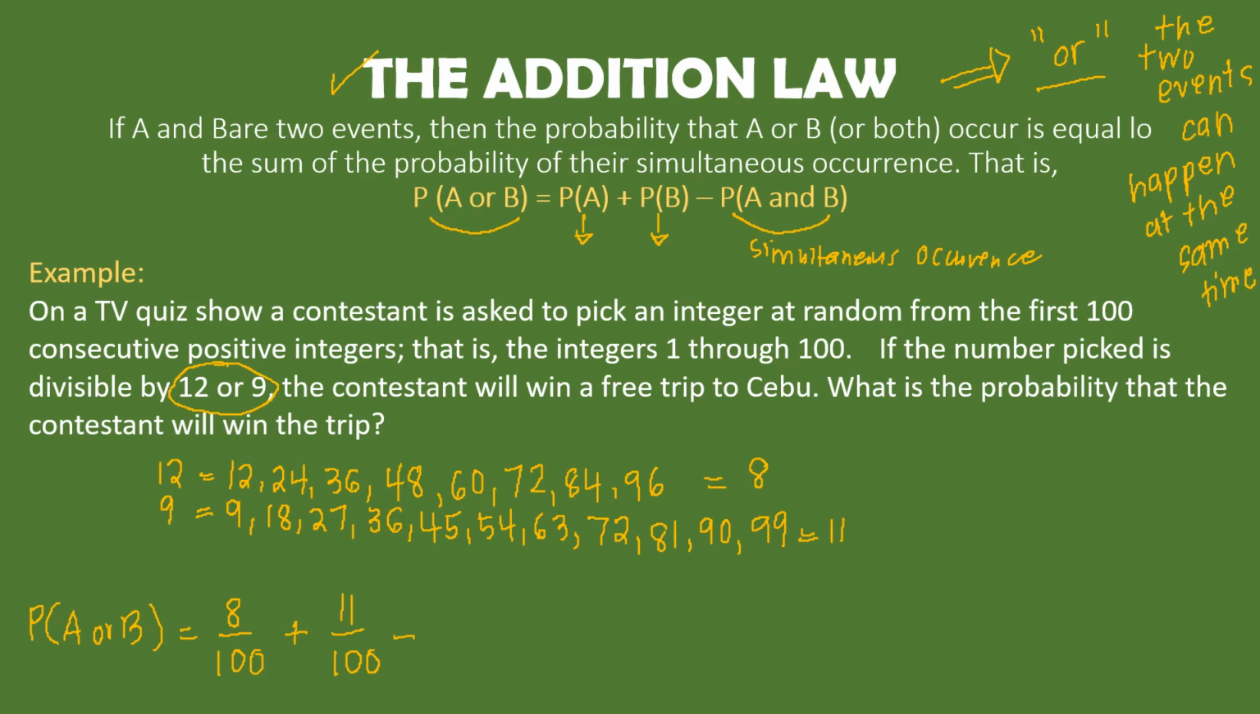So let's encircle the numbers that are common to our answer. We have here 36. What else? We have 72 also. Do we still have more? None. Therefore, the number of digits from 1 to 100 that are both divisible by 12 and 9 is 2. So we have 36 and 72. So I will write here 2 over 100. Simplifying this one, 8 plus 11 is 19, minus 2, that is 17 over 100. So this is our answer.